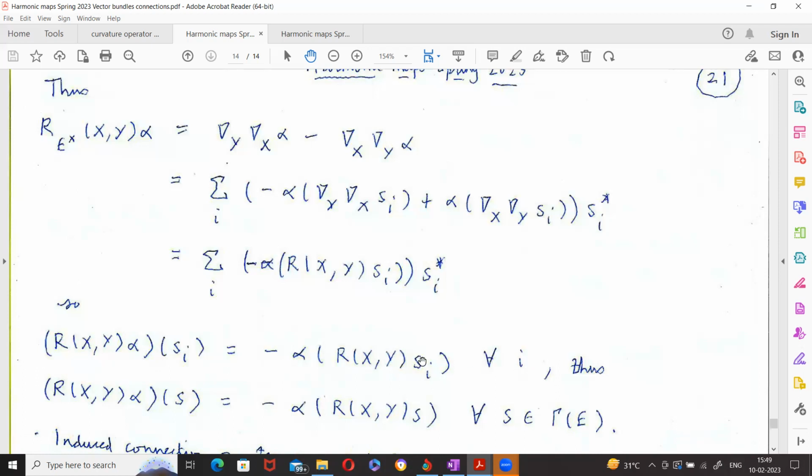And then by linearity, what you get is that for any section s, R_xy alpha applied to s will be minus alpha applied to R_xy of s. Is this clear? Yes? Yeah. Any questions? Is the calculation okay?